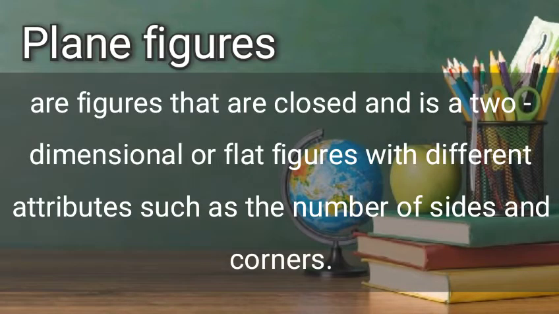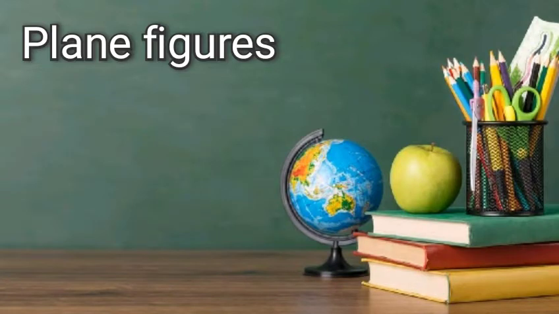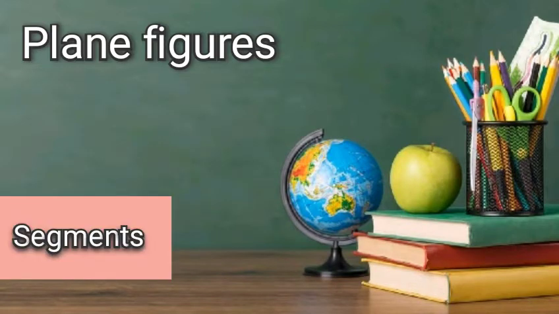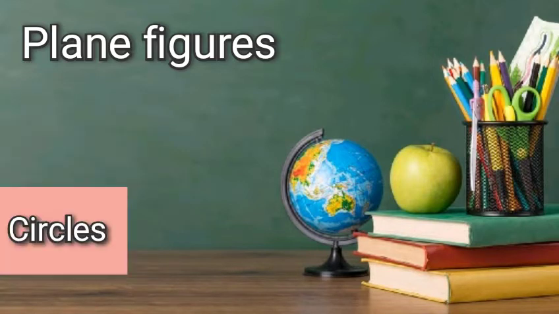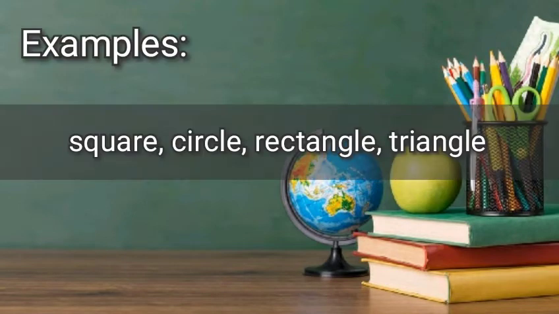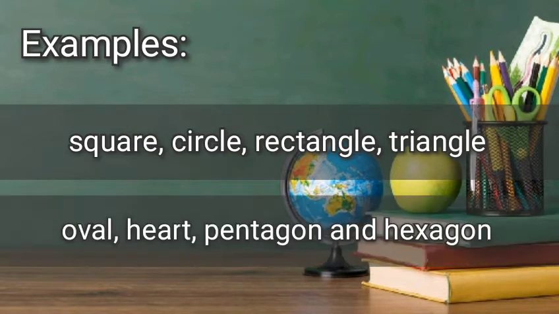Plane figures are figures that are closed, and are two-dimensional or flat figures with different attributes, such as the number of sides and corners. It is called two-dimensional because it has length and width. That means that it has no thickness. Plane figures also include points, segments, lines, rays, angles, polygons, curves, and circles. The examples of plane figures are square, circle, rectangle, triangle, oval, heart, pentagon, and hexagon.